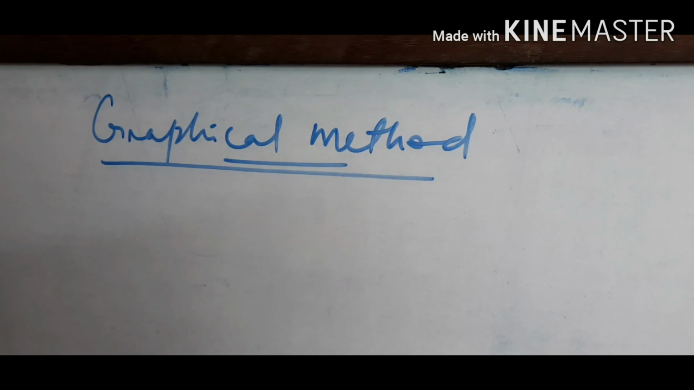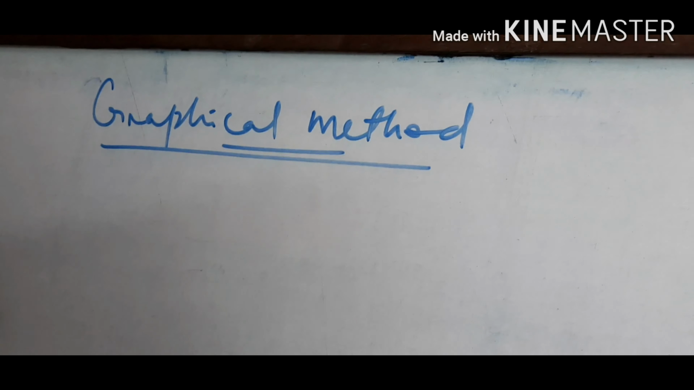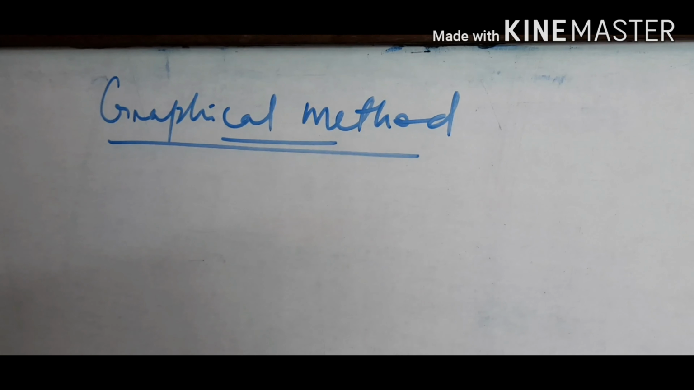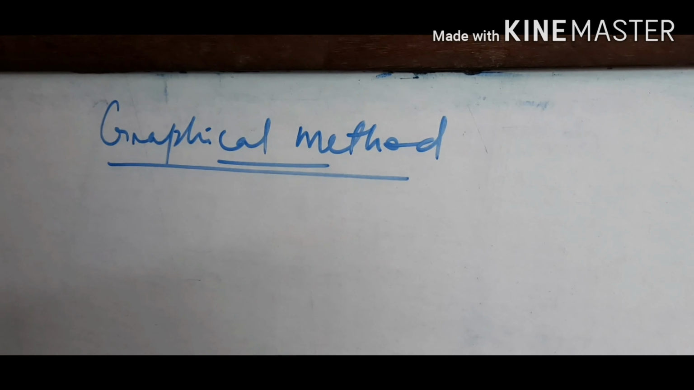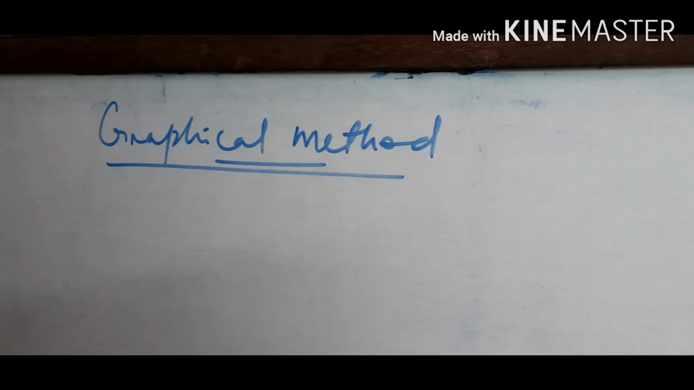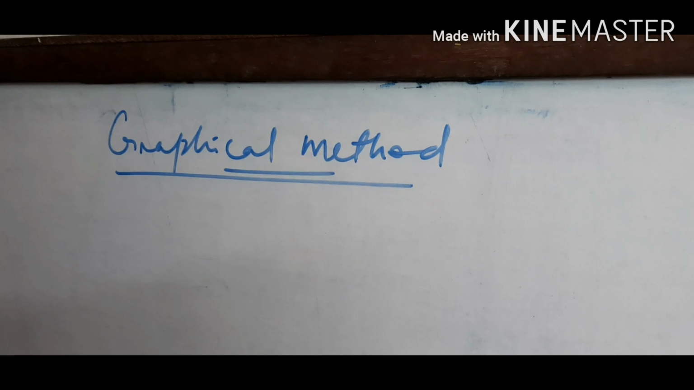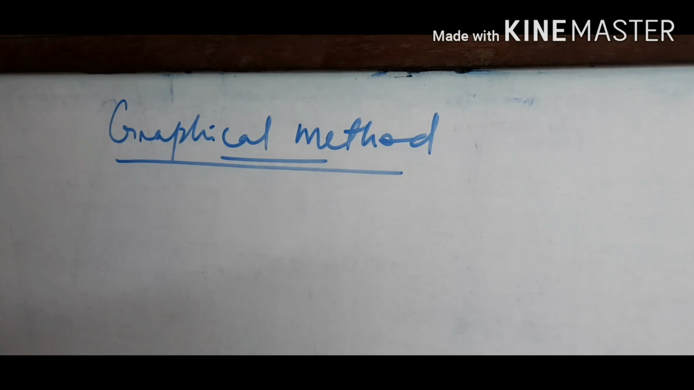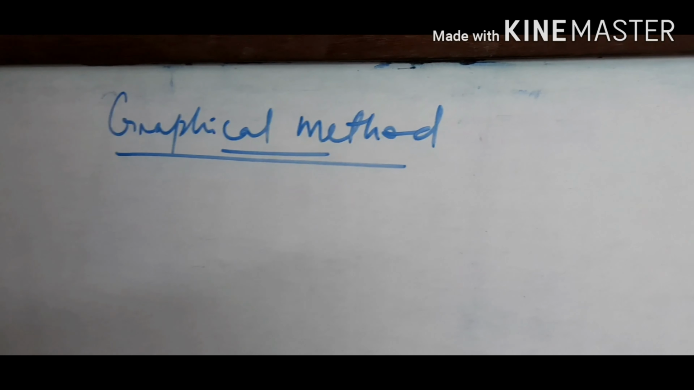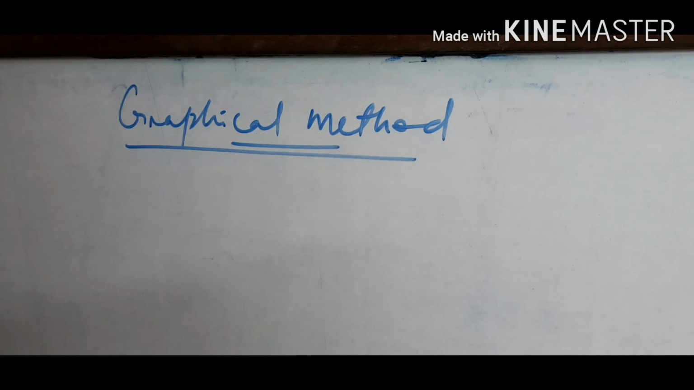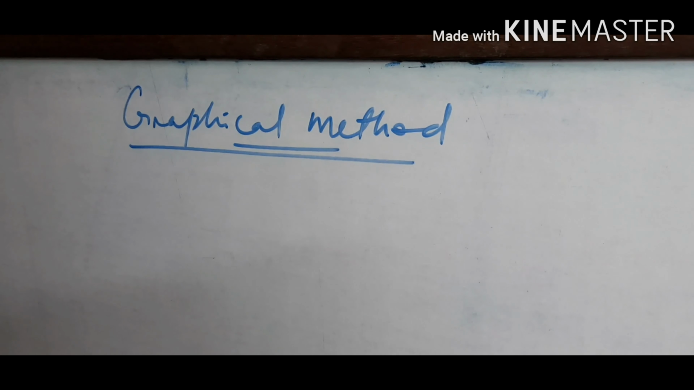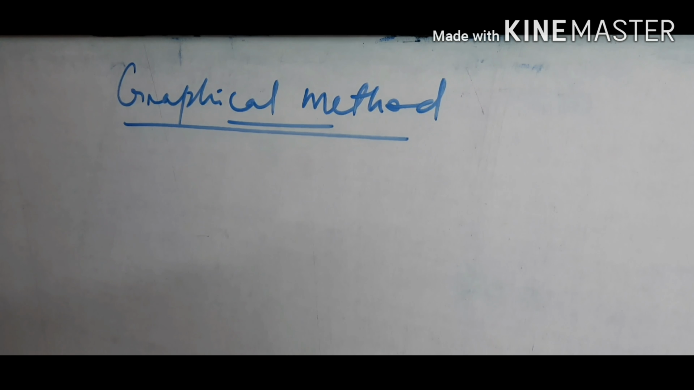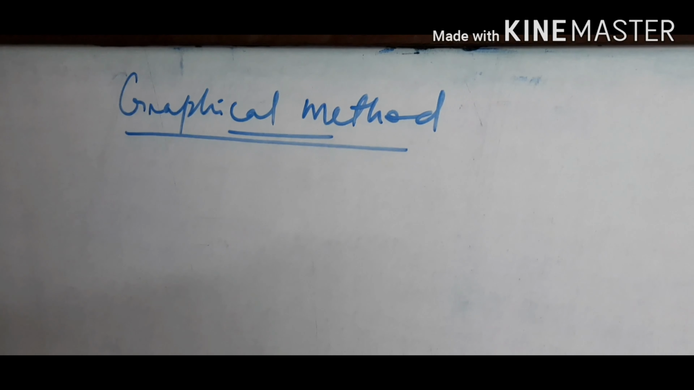Learn about the graphical method of solving simultaneous linear equations in two variables. For that, write the equations, then rewrite those equations with y as the subject. That means take y separately on one side, and all the rest of the terms will be transposed to the other. Then prepare the value table as we normally do for drawing the graph of any equation. Then draw the graphs of both lines on the same graph page, and then follow the graph.